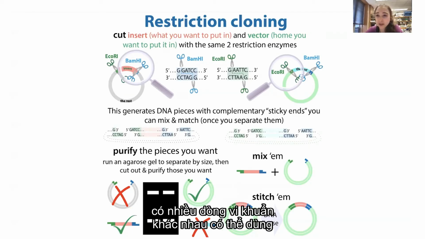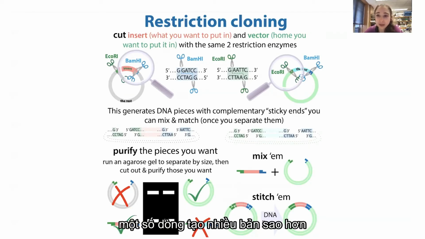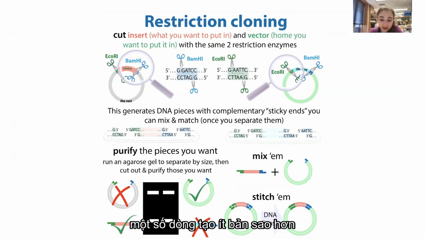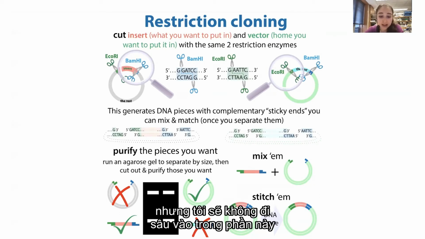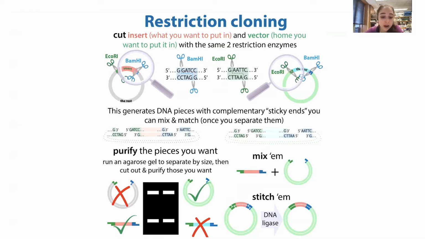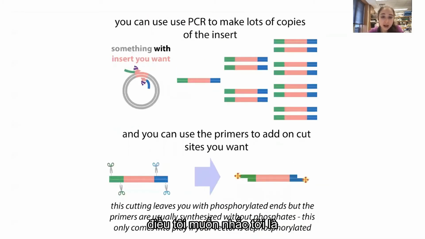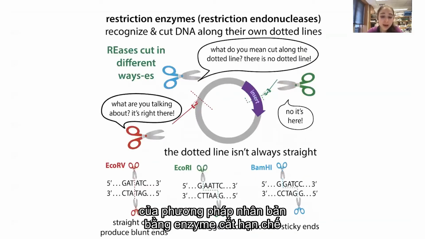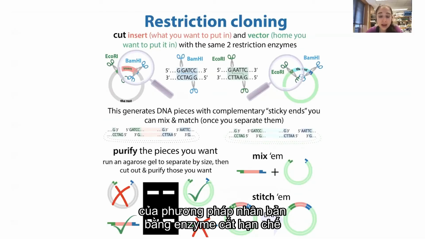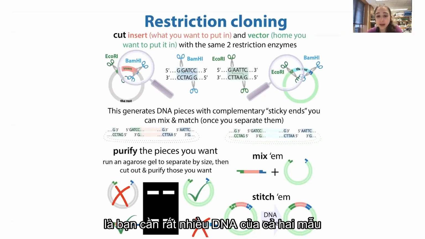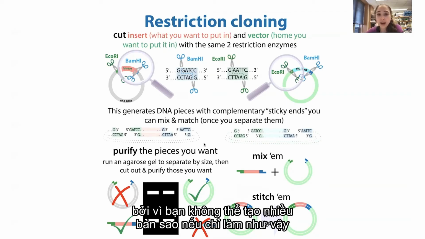There are a lot of different strains of bacteria you could stick it in, some of which make more copies, some of which make fewer copies, and various other things that I'm not going to get into in this post. What I do want to mention, though, is where that insert is coming from. A drawback of the restriction cloning method is that you need a lot of both pieces. You're not making copies if you do it just like this.